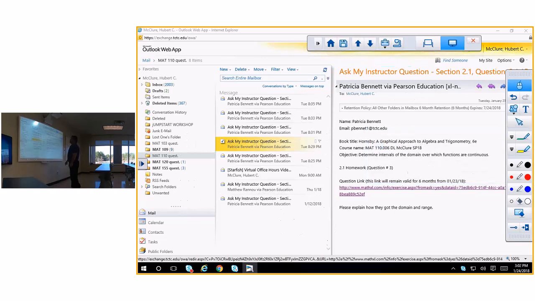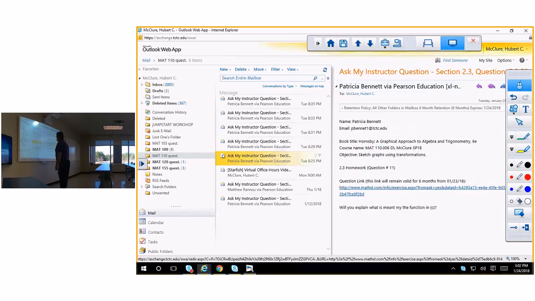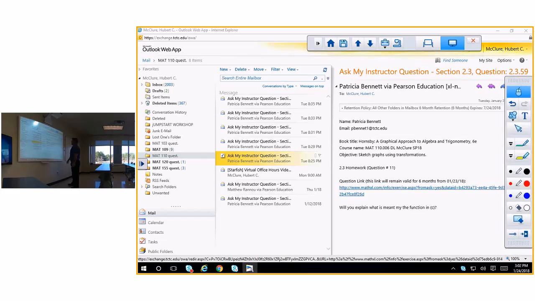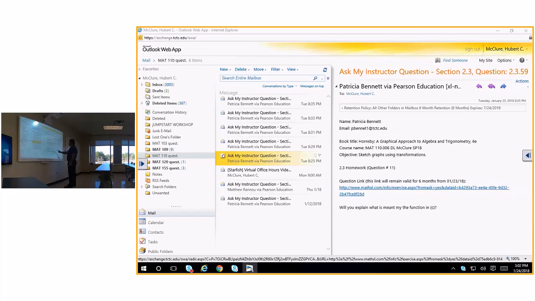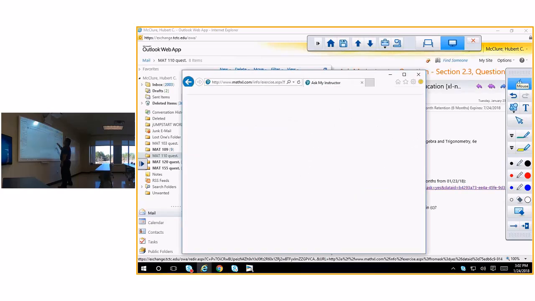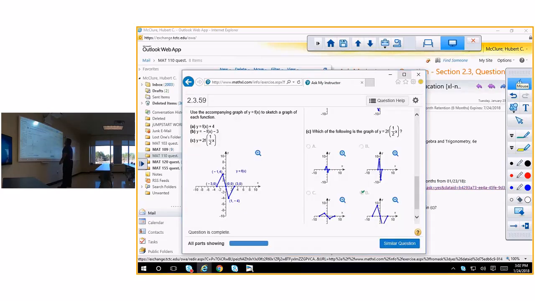And the next problem is 2.3, number 59, number 11. 59 in the book, number 11 online. And it's not cooperating. Golly, what a surprise. There we go. Let's see what this one says.